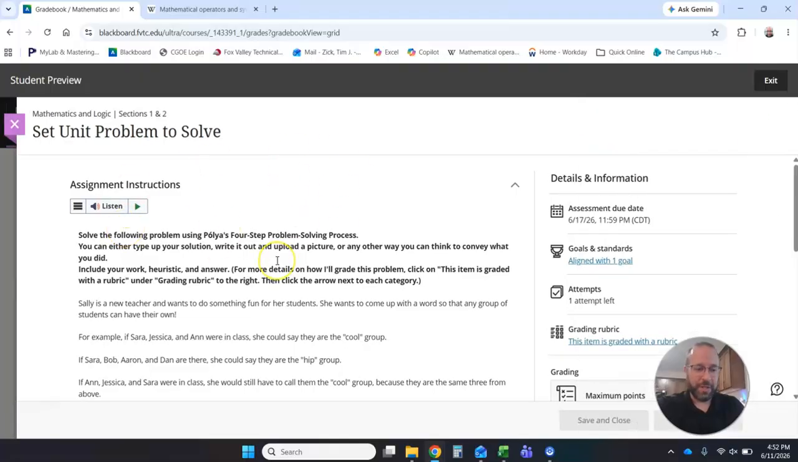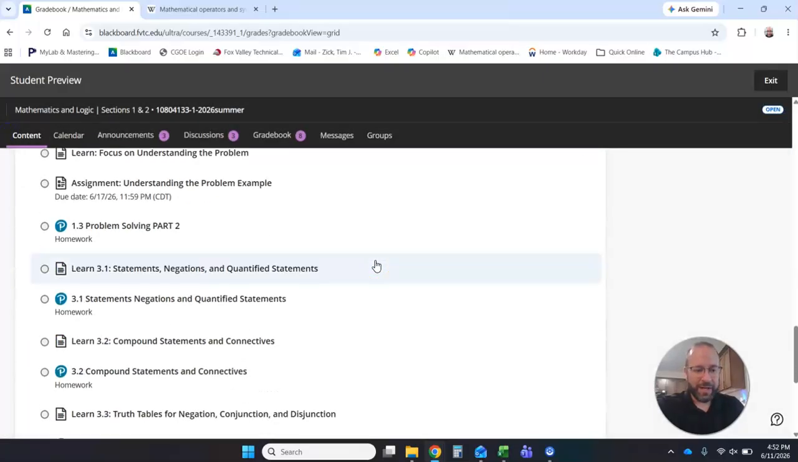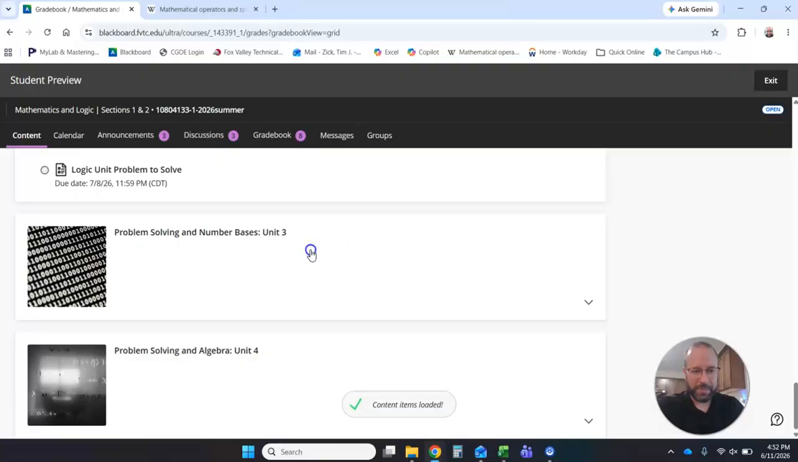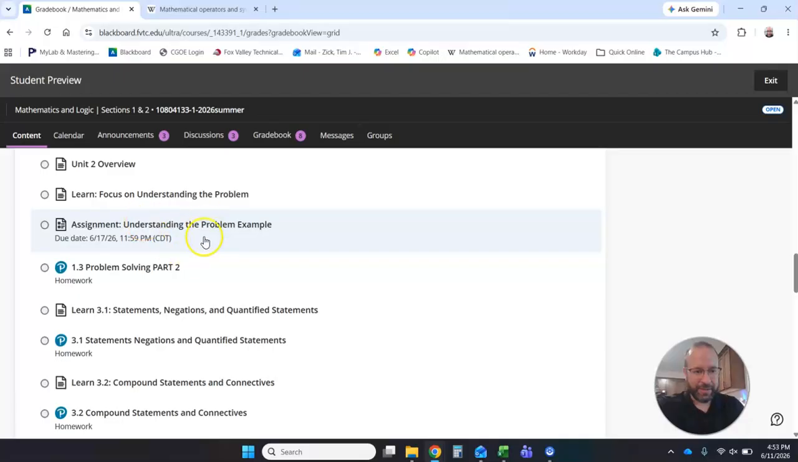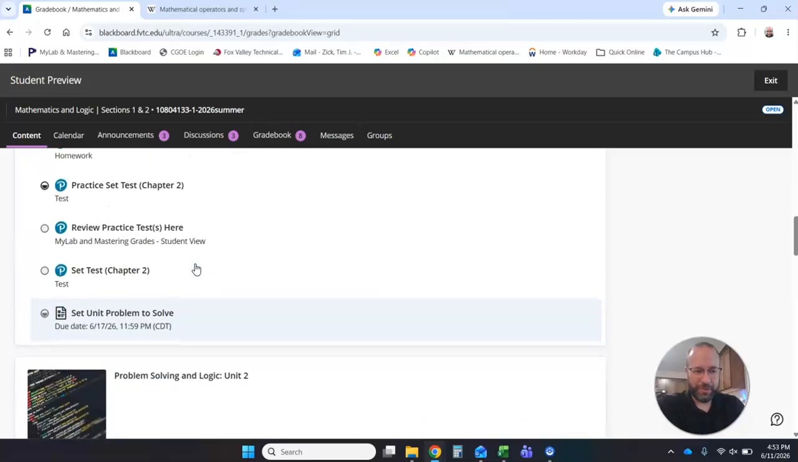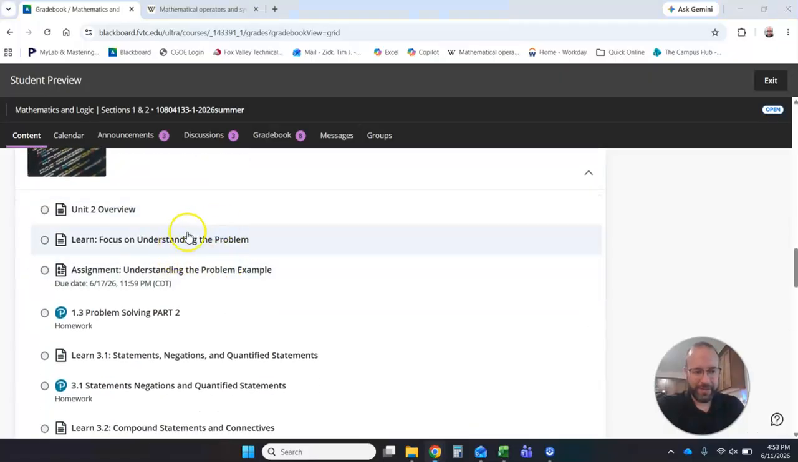This problem to solve is worth 3% of your overall grade, so don't forget to do that. And then I also want you to get started on the problem solving things of Unit 2. That is the understanding the problem example and 1.3 part 2. It's kind of a lot this week, but it's a summer class, so remember we're going pretty quickly. So finish up that set unit, Unit 1, all the way through the set unit problem to solve, and then get down into understanding the problem and 1.3 part 2.